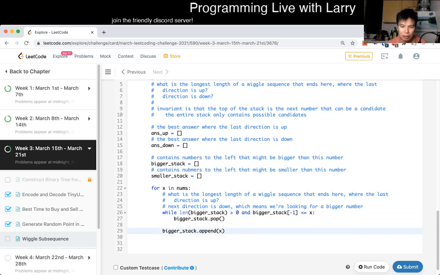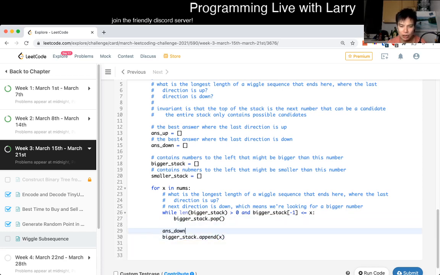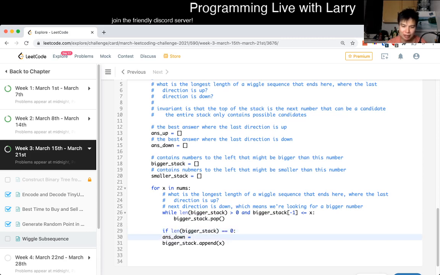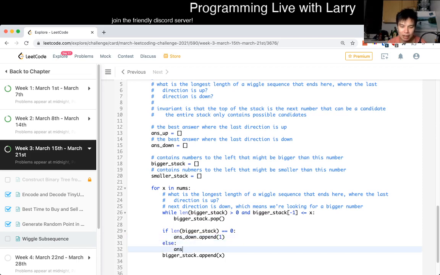But before we do that, I guess we want to check answer down is equal to. Well, we have to check first if the length of the biggest stack is 0, then we append 1. That's basically a base case. The 1 is just the number that we have now. Otherwise, answer down append. How do we store the biggest stack?